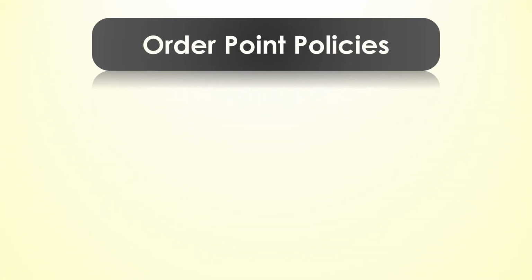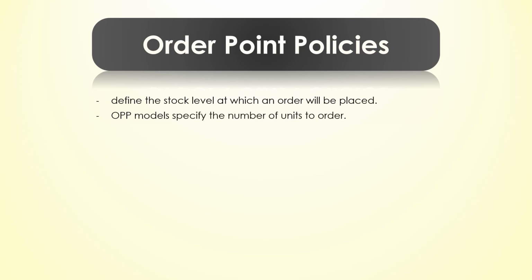Now, let's discuss order point policies. So OPP or order point policy is defined as the stock level at which an order will be placed. In other words, as withdrawals decrease the number of units on hand, a particular stock level is reached. The number of units, called the ROP or the reordering point, triggers an order for more stock to be placed with an appropriate supplier. So OPP models specify the number of units to order.